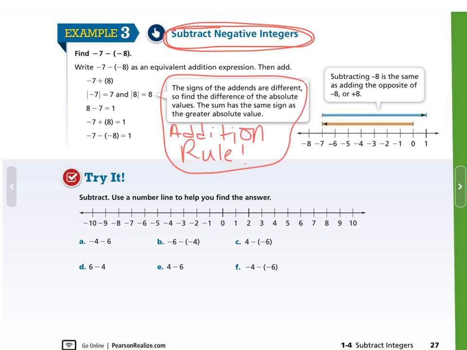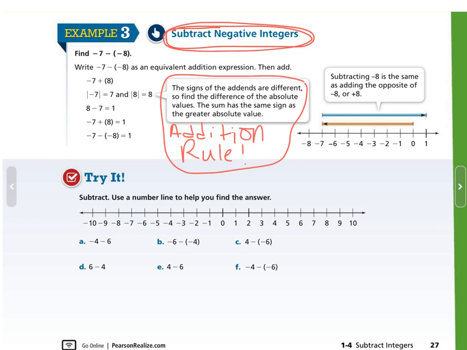Find negative 7, take away negative 8. Well, the first thing that we want to do is use the rule that subtraction is the same as adding the opposite. So we're going to rewrite that subtraction expression as negative 7 plus 8, because in this case, the opposite of negative 8 is a positive 8. So negative 7 take away negative 8 is equivalent to negative 7 plus its opposite, which is positive 8.